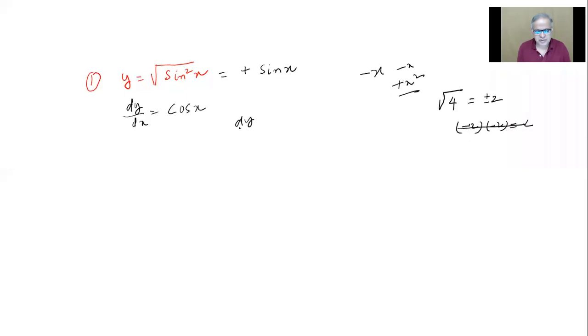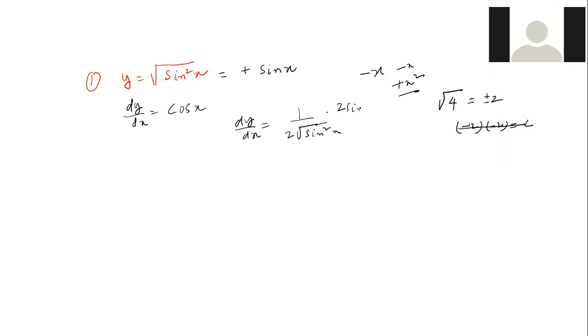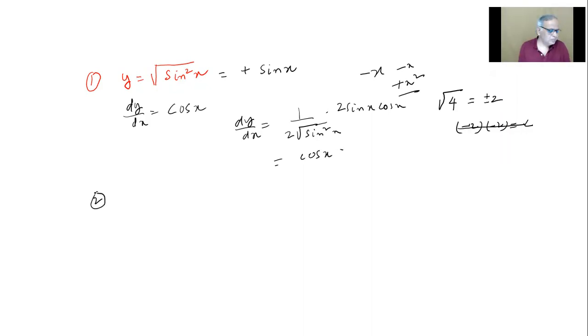Just a minute. dy by dx equals. It's a root function. So 1 by 2 root sine square x. Once again, square function, 2 sine x cos x. Isn't it? So even this becomes what? Cos x. Right? Yes. Take the second one.